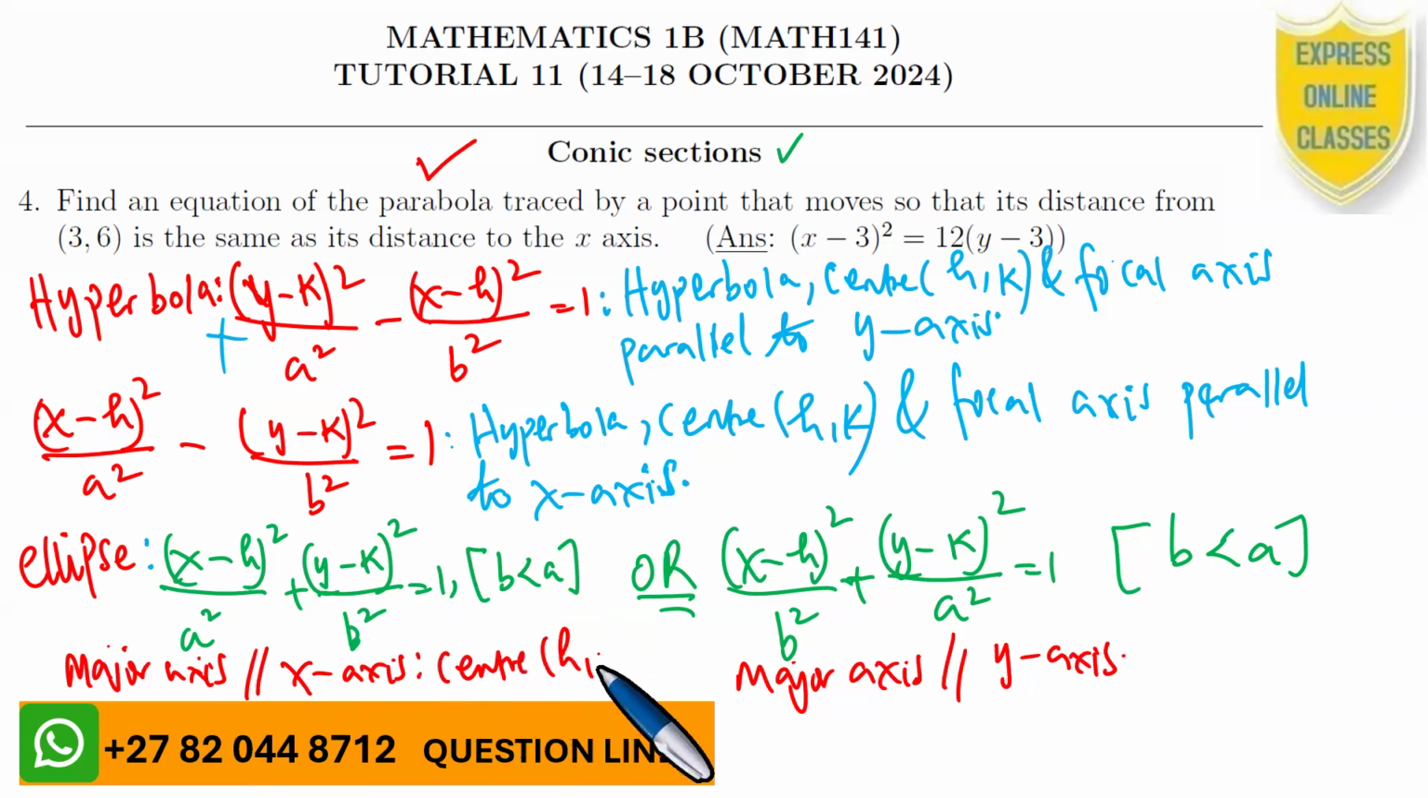The center is (h, k). I'm looking at how the textbook classifies these things. This is the textbook classification, Anton. I'm also looking at Anton as I'm discussing with you now, to make sure that everything is aligned with Anton, because the tabs are from Anton, but the center is (h, k).